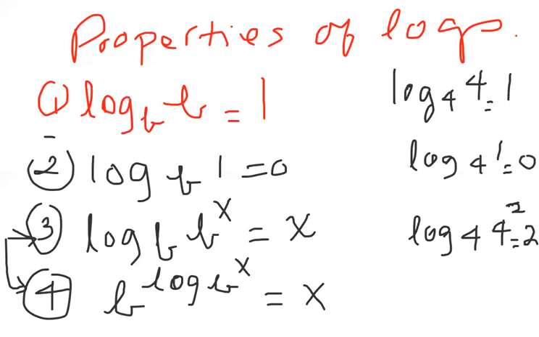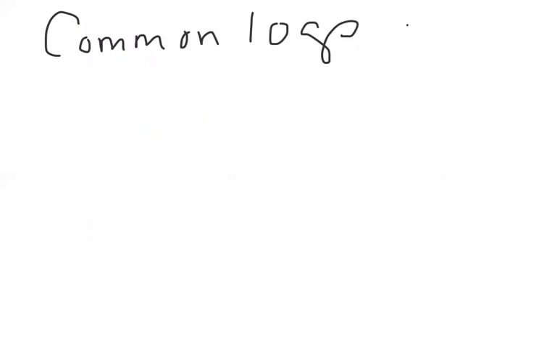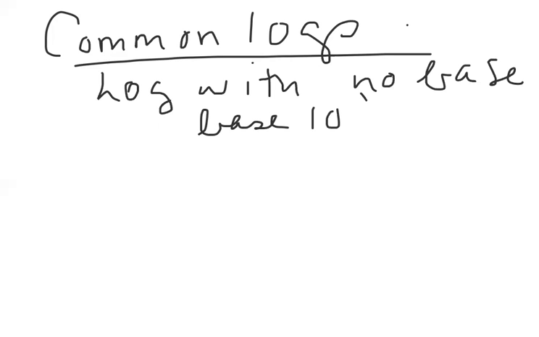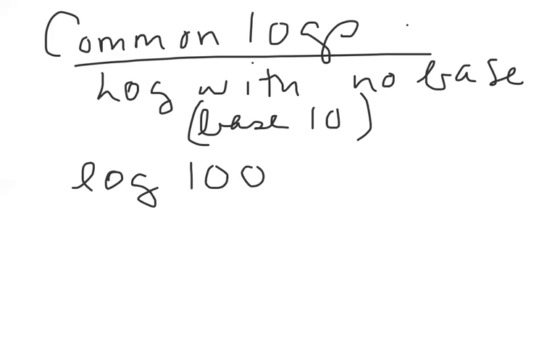Now, here's another set of properties of the logs. We call them the common logs. Now, when we speak about the common logs, guys, we're looking at log with no base. When the log is written with no base, it is understood to be base 10. So if you see the log written with no base, it's understood to be base 10. So if you see something like this, log 100, there's no base, it is understood to be base 10. So this is the same thing as saying log base 10 of 100.